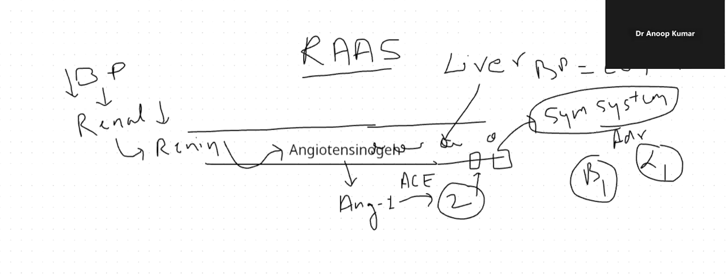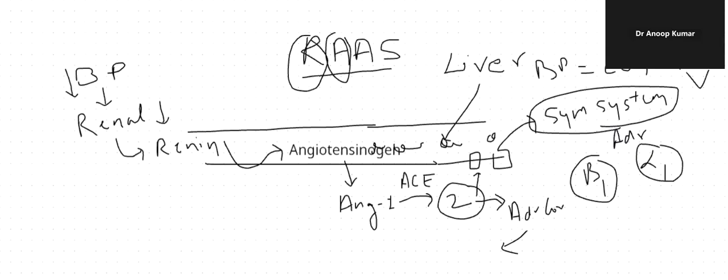So your total peripheral resistance is increased and ultimately your blood pressure is increased. Another mechanism is this angiotensin 2 is going to stimulate your adrenal cortex, adrenal glands. From the adrenal cortex, it's going to release one hormone, and that hormone is aldosterone. That's why we call it renin, angiotensin, aldosterone.